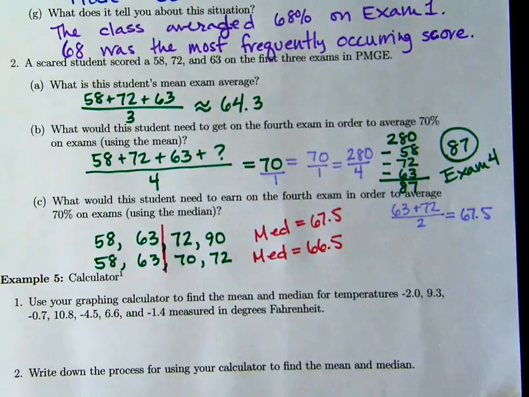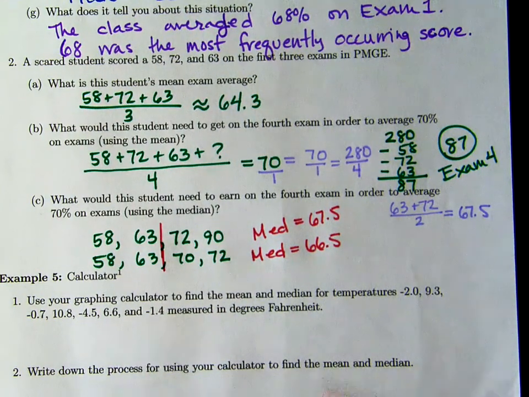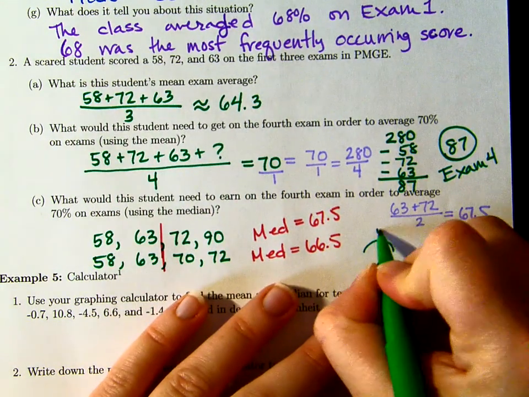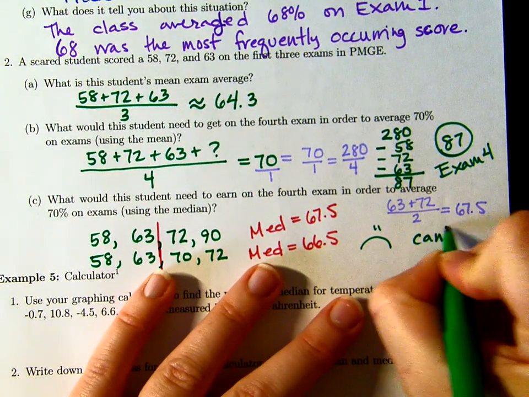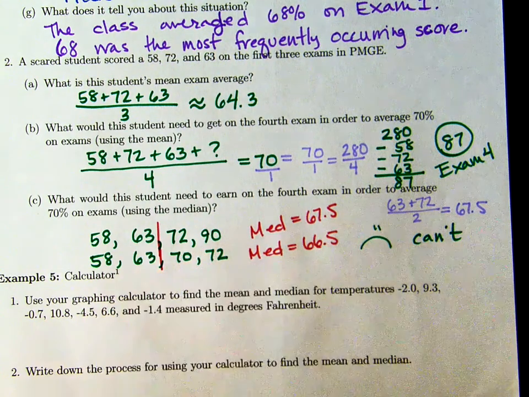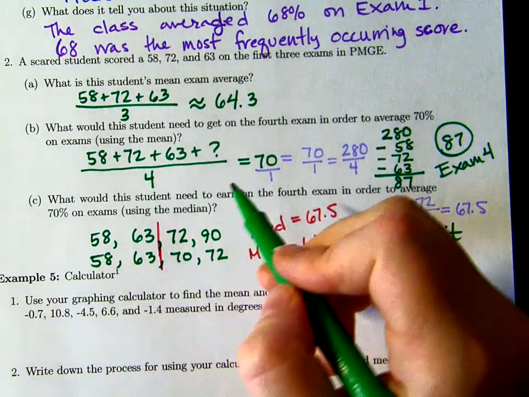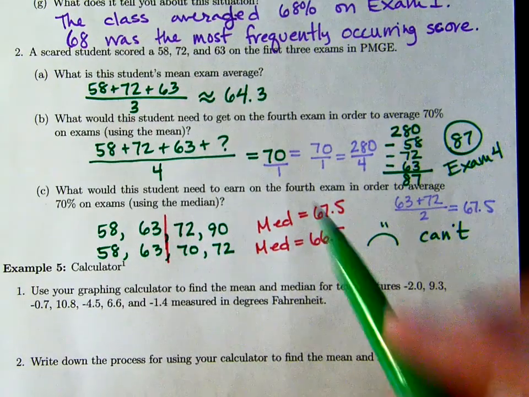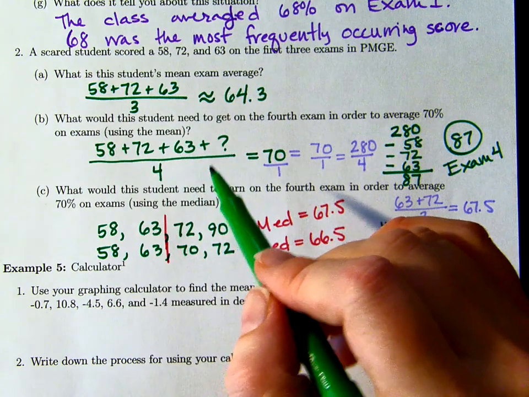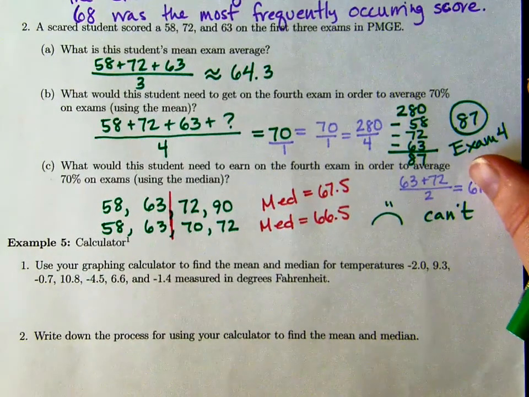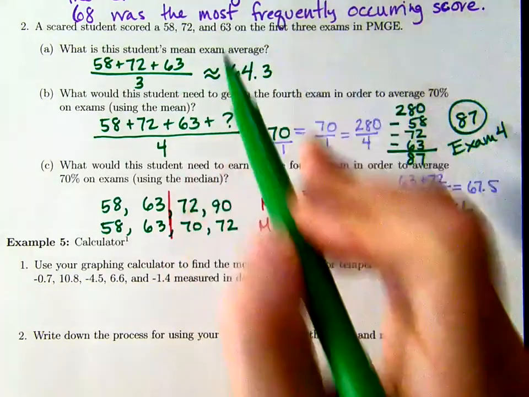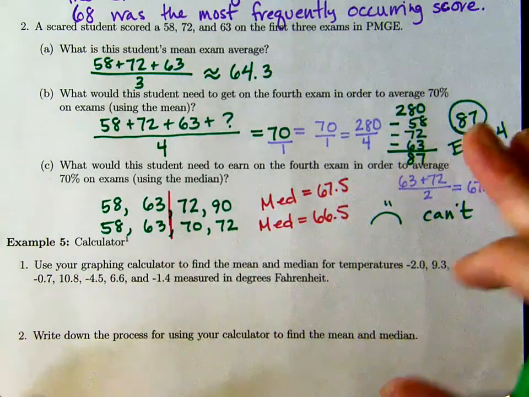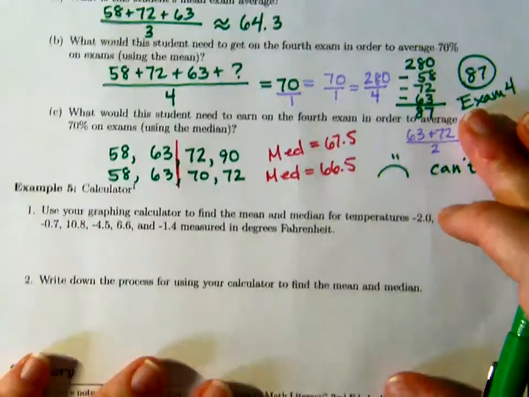So what would the student need to earn on the fourth exam in order to average a 70% using the median? It can't be done. Okay, so if we were using the median in this case, there would be no hope for the student to average a 70. But I have yet to find a teacher who uses the median when they are judging how a student performs. So leaving out the extremes.